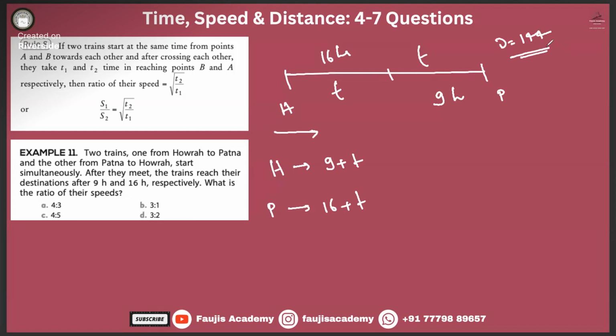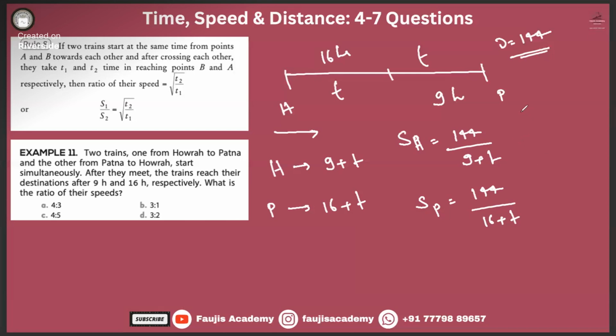Okay. So now we'll come across the speed. Speed of the Howrah train is equal to distance by time, and speed of the train leaving from Patna is distance by time. Now, to get a ratio for this, we definitely need the speed of the trains. Otherwise we won't be able to get the value of t.